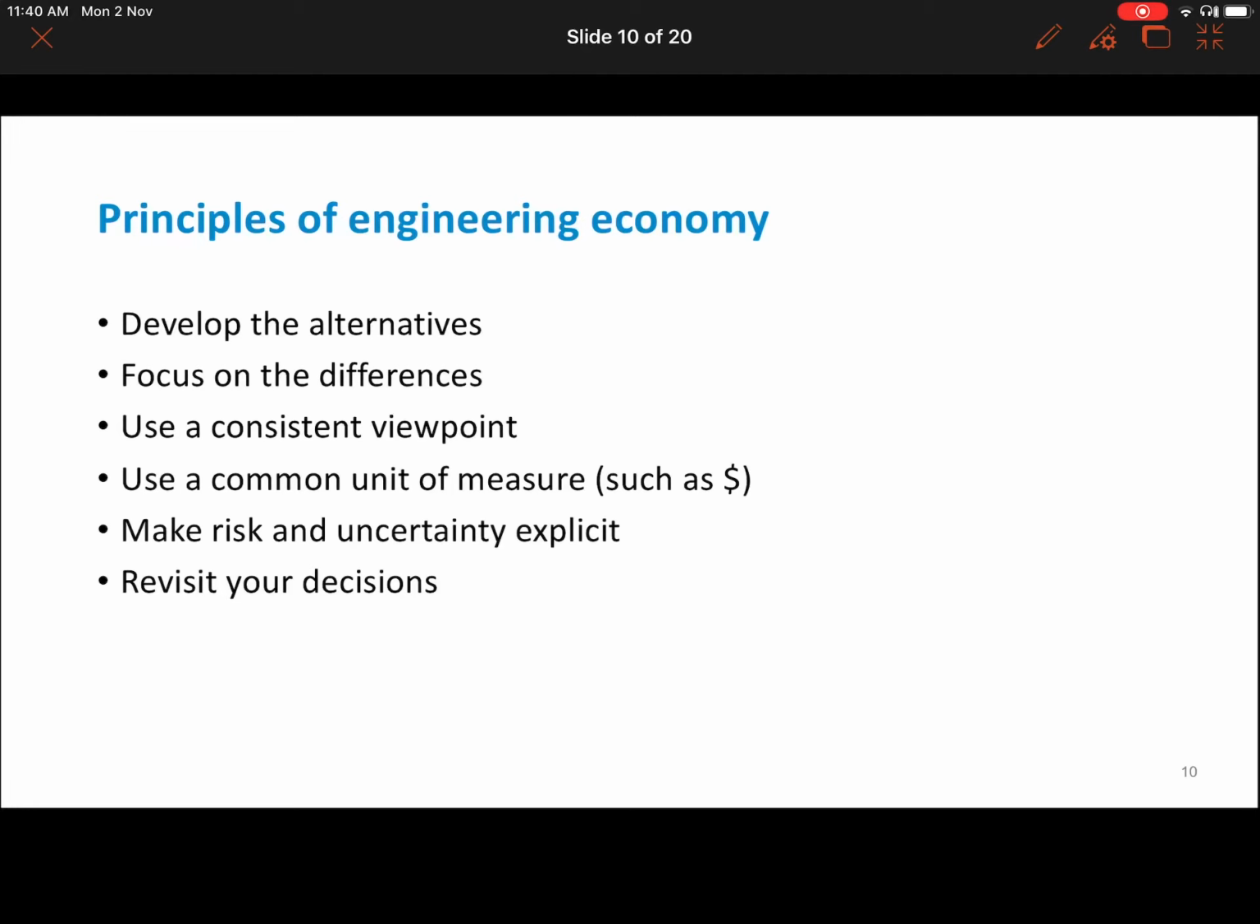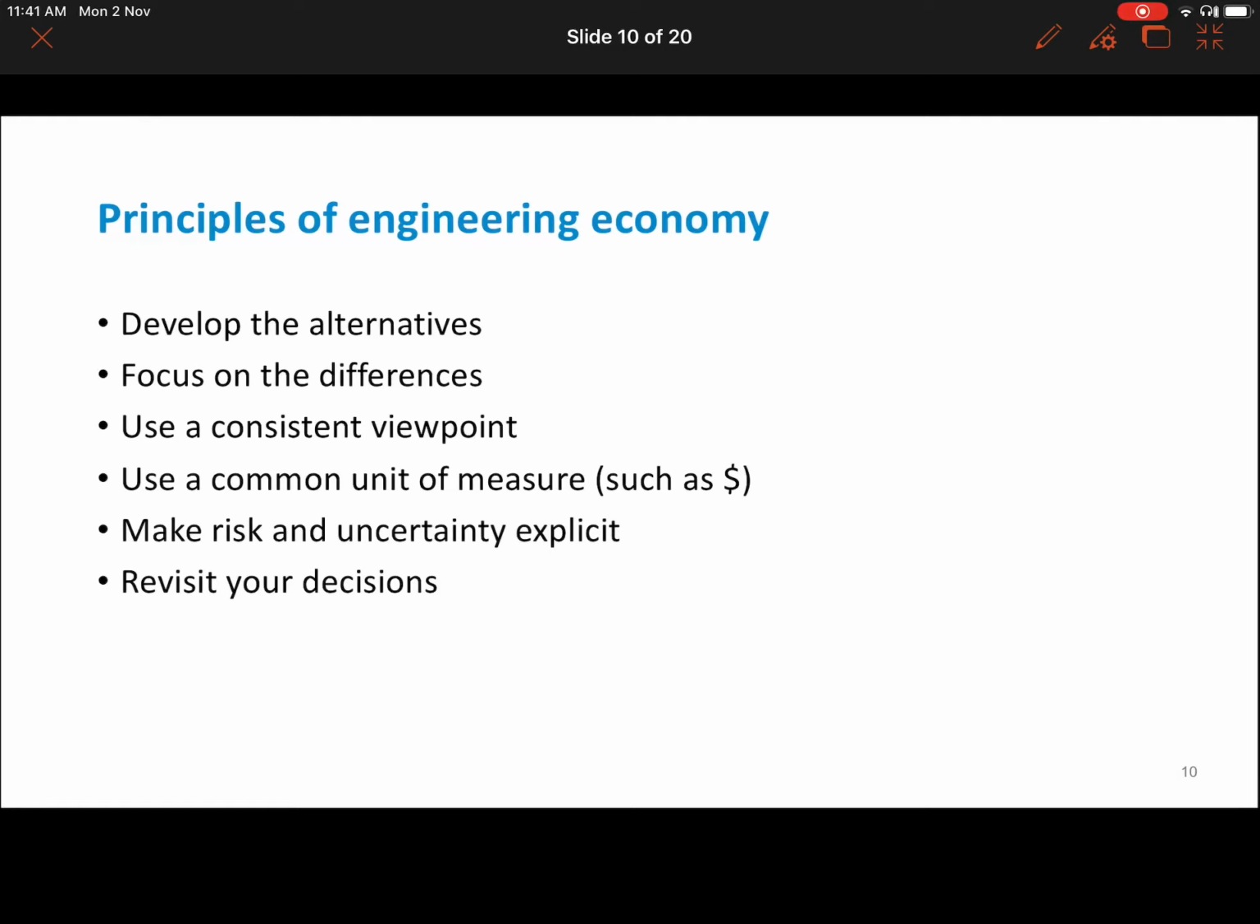Welcome again. Let's talk about the principles of engineering economy. Engineering economy has some principles. If you use them, you have done good work. We have 6 points. If you visit them well and you follow them well, it means you have good economic work. The first point is develop alternatives.